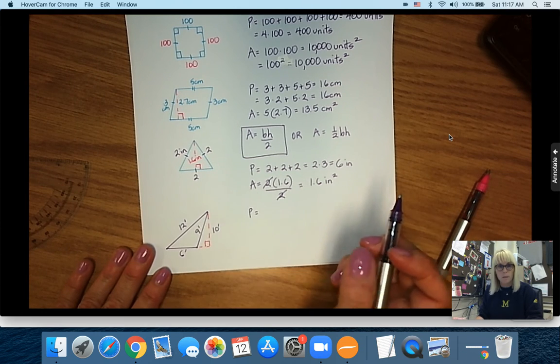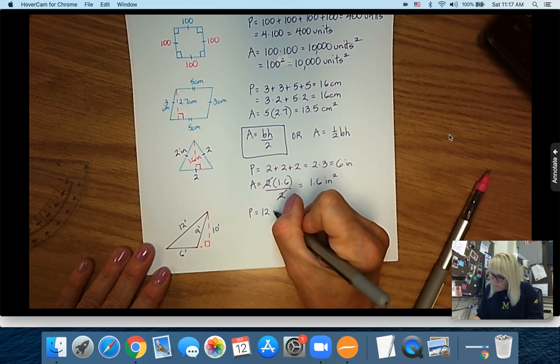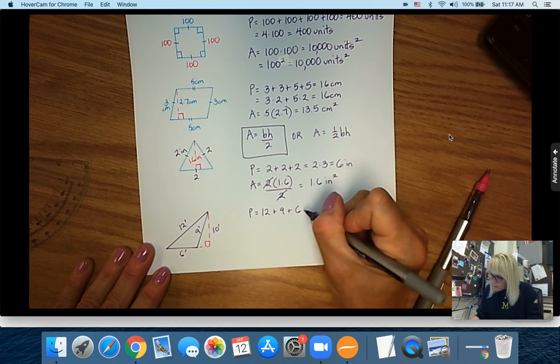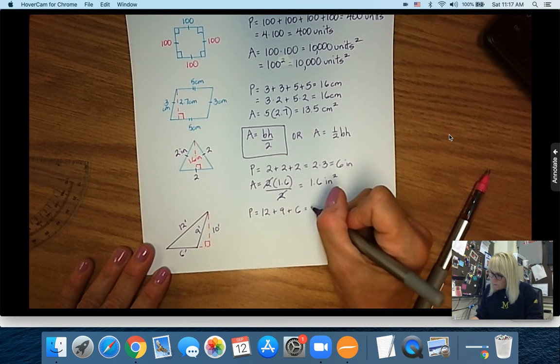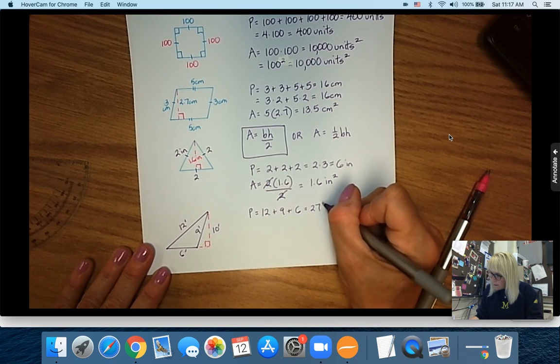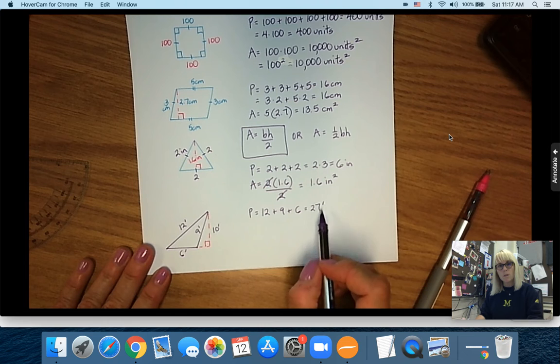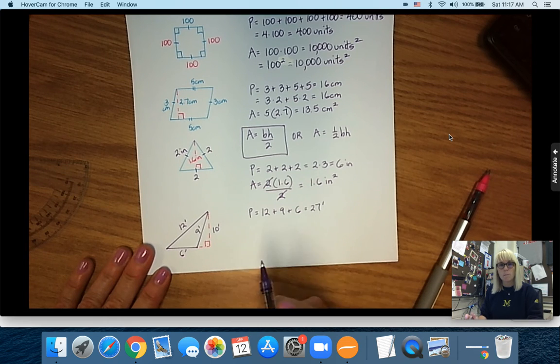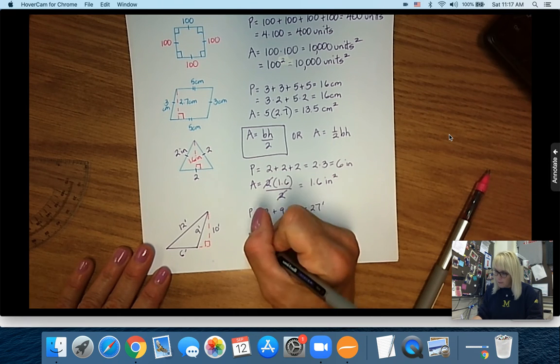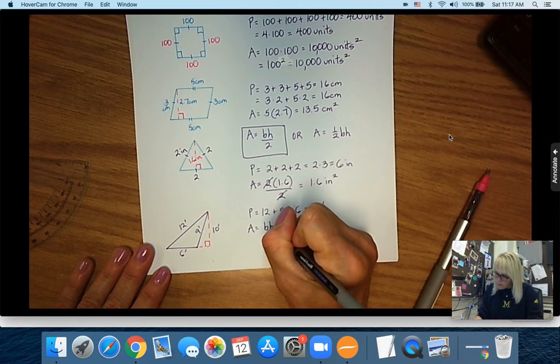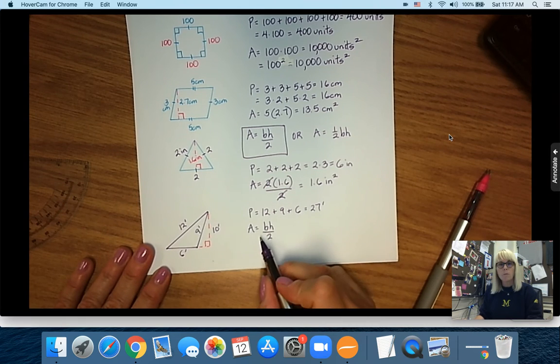make a fence around this figure. So 12 plus 9 plus 6 equals 27 feet. Okay? So you can write feet, or you can know that the single mark means feet. Now I'm going to pause the video and ask you to find area. Be careful when you're finding area. Remember, it's base times height divided by 2. And remember, the base has to be one of the sides of the triangle, okay?